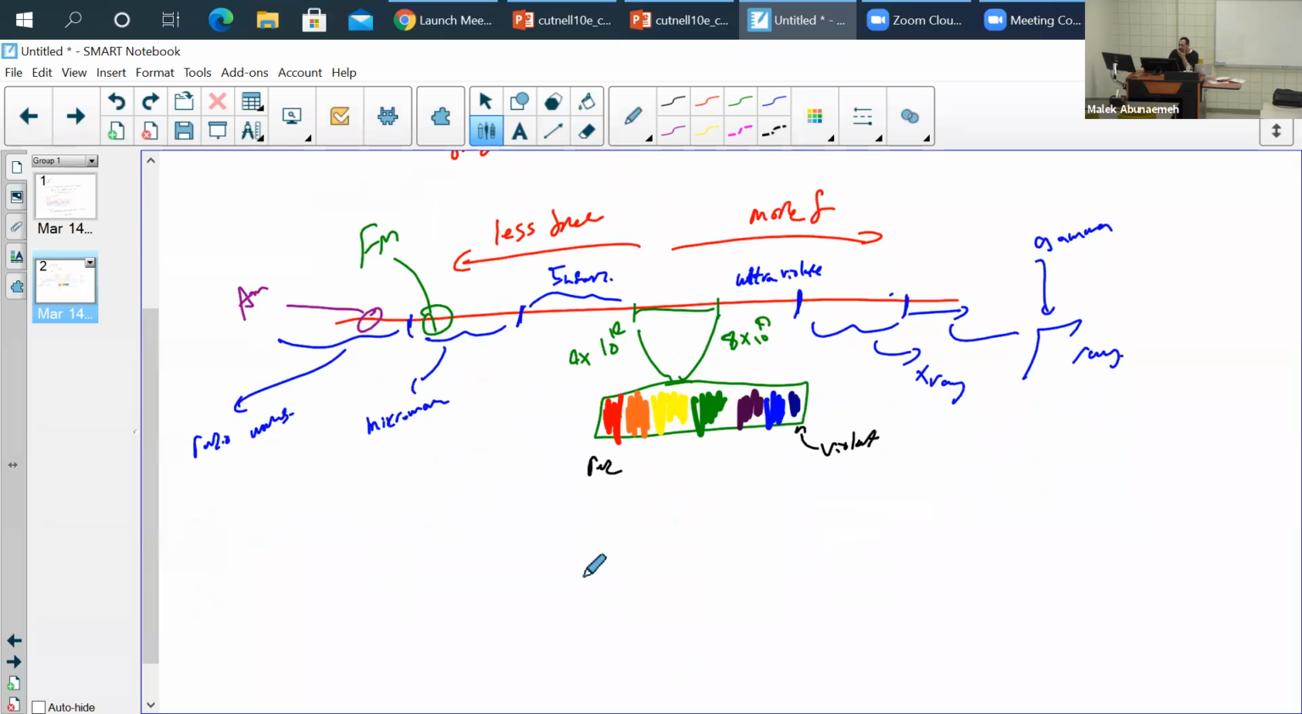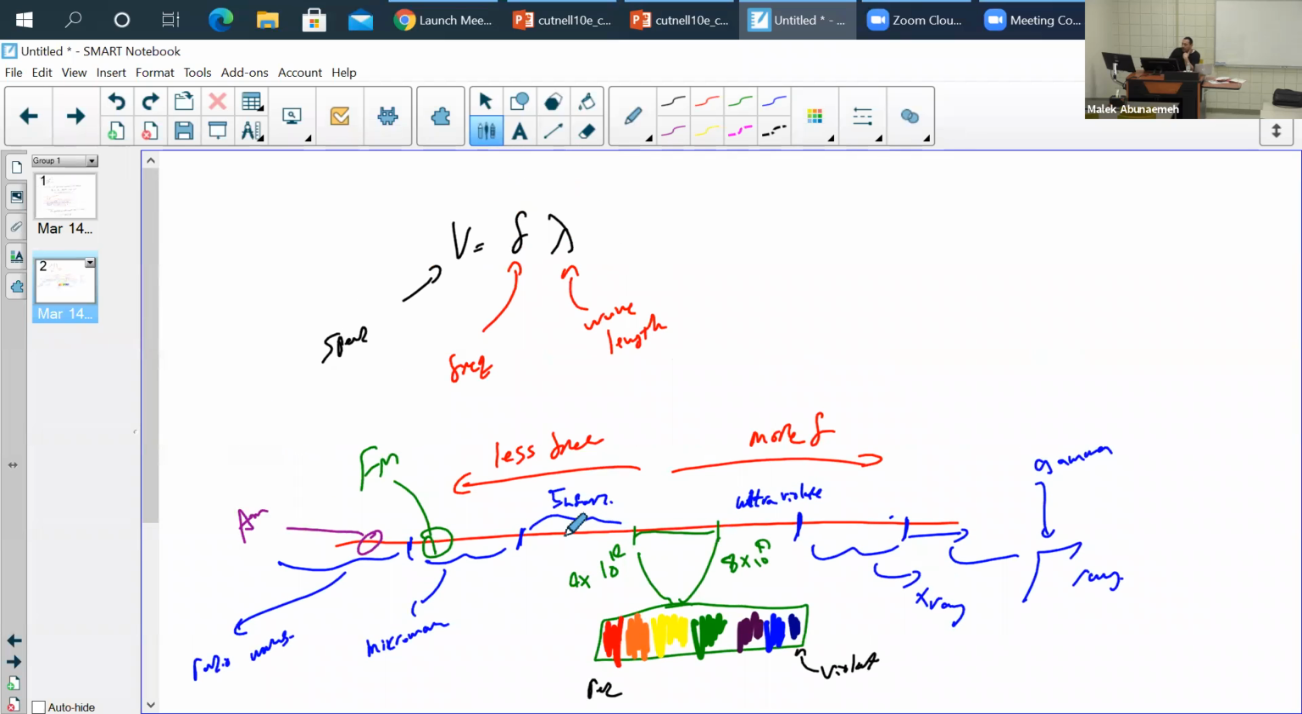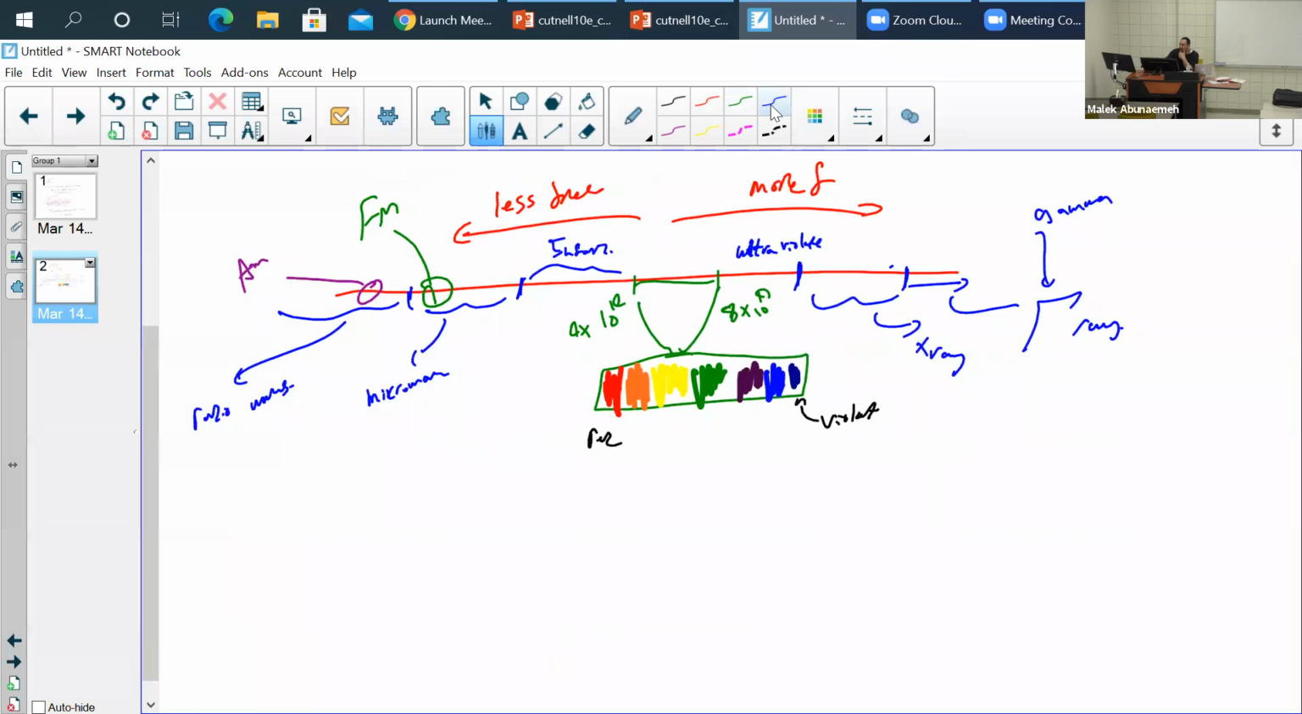Now, because your velocity equals your frequency multiplied by your lambda, that means for this one, the speed of light is going to equal the frequency that we have for the spectrum multiplied by your wavelength. So let's say we have a question.